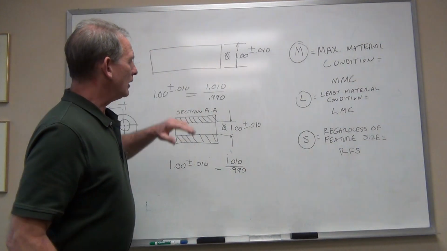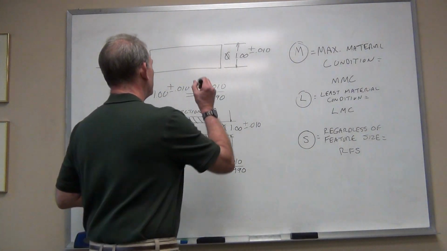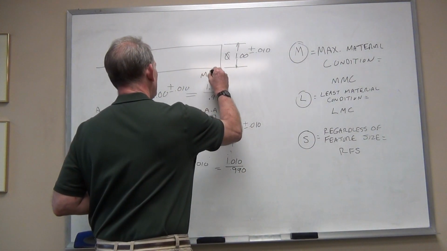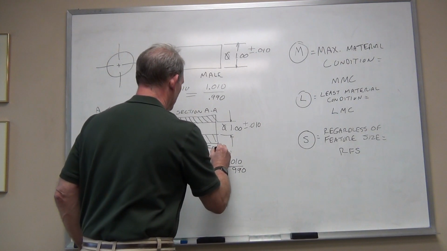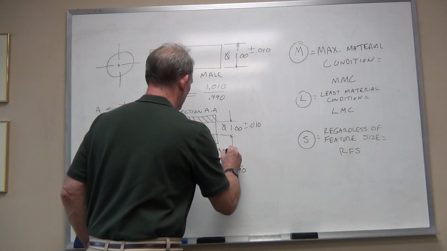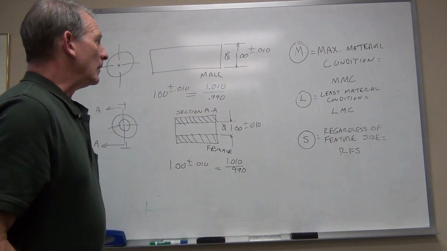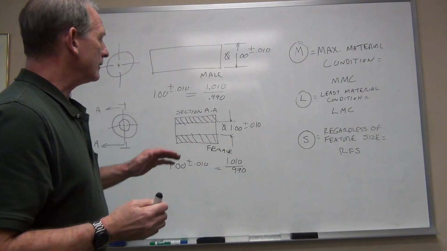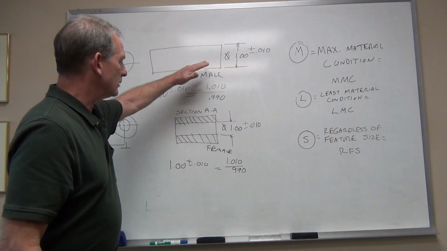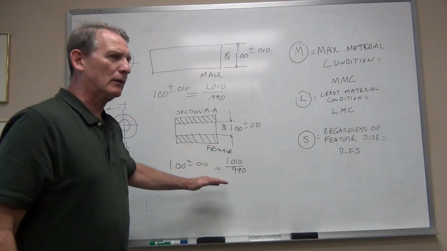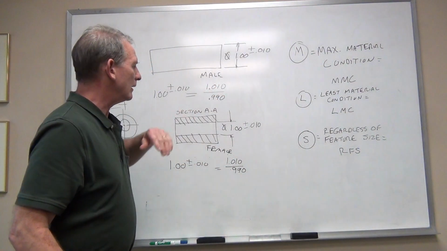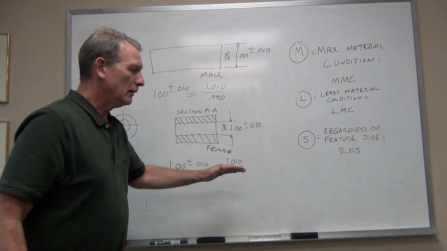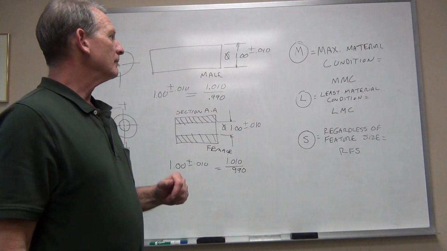So obviously the shaft we're going to consider a male part, and the bore of course is a female. And what we're going to do is take a look at the limits on each one of these. Now of course, since they're the same dimension and the same tolerance, they're going to have the same limits. 1 inch 10 thousandths and 990 thousandths, 1 inch 10 thousandths and 990 thousandths.